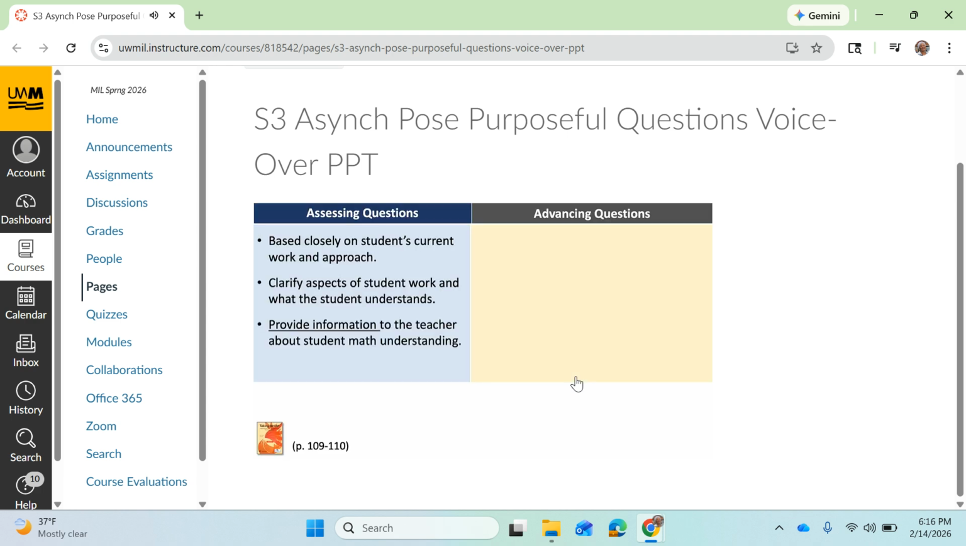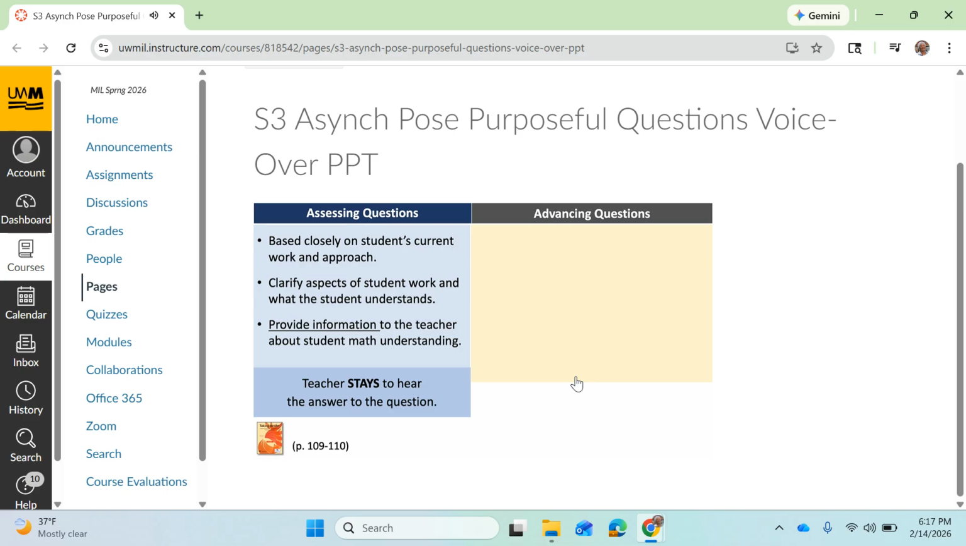Assessing questions are based closely on the student's current work and approach. So we're looking at what they're doing, or we've maybe found out a little bit about what they're saying by listening to them talk to their partner. And these questions are going to clarify aspects of student work and what the student understands. And then they provide information to us as the facilitator of their learning about the student's math understanding. So what are they understanding, or maybe what misconceptions or gaps do they have right now? And for these questions, the teacher is going to stay and hear the answer to the question, right? You're trying to find out what they understand, so you need to know what they actually say.